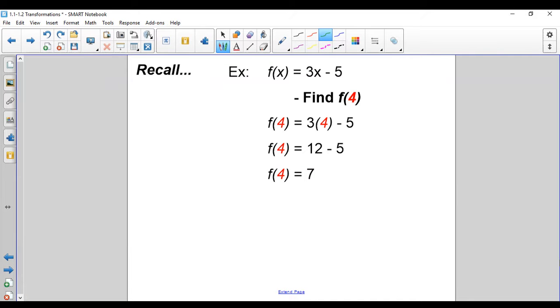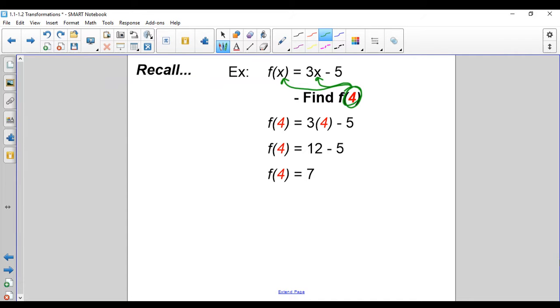All right, last thing we're going to do is a little bit outside the box. But first thing we need to recall here is if I gave you a function, f of x equals 3x minus 5, and I asked you to find f of 4, all that means is I would take this 4, I would plug it in for the x in every spot I see.